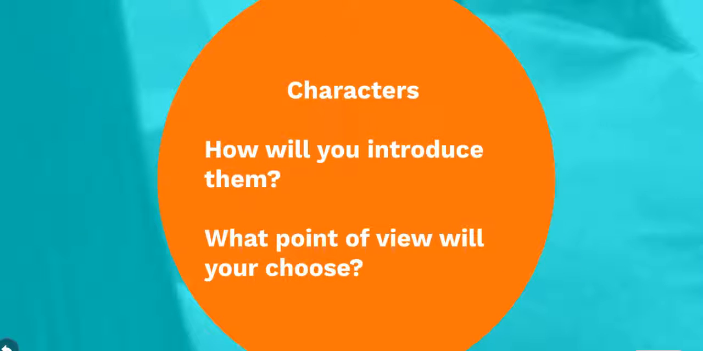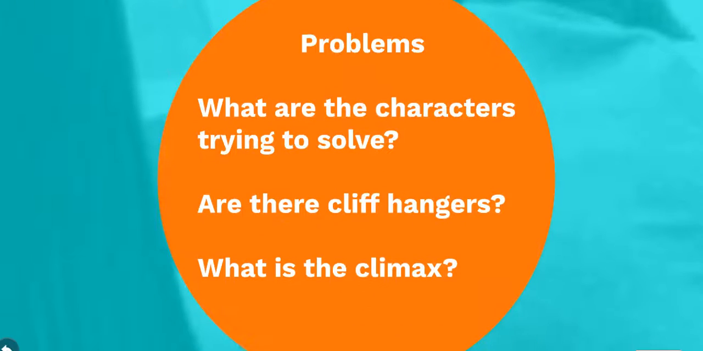Another discussion that they will have with their storyboard is characters. How will you introduce the characters in your book trailer? At what point of view will you choose when you're creating your book trailer? Those are always really good discussions that the kids have. Problems. What are the characters trying to solve? At this point, they should learn that the problems move the story along. Are there cliffhangers? What is the climax? All of those should be on their storyboards.